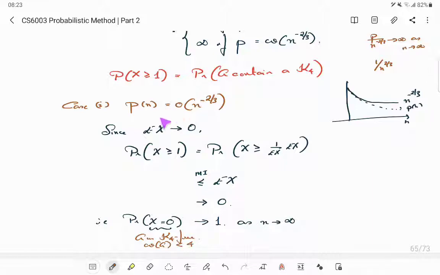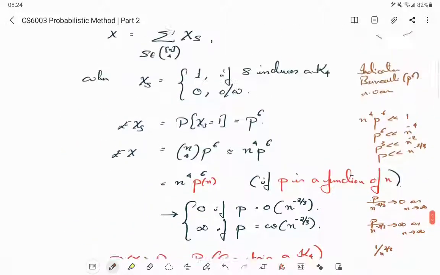Okay, so if P is this small, if it is little o of n to the power minus 2 by 3, then the graph is almost surely, in fact, the correct word for this is asymptotically, because it's a limiting statement, not asymptotically, almost surely K4 free. Okay, so you have a probability that goes to 1 as n tends to infinity.